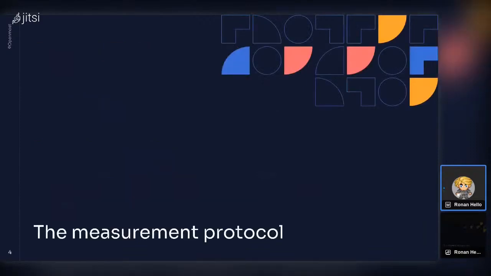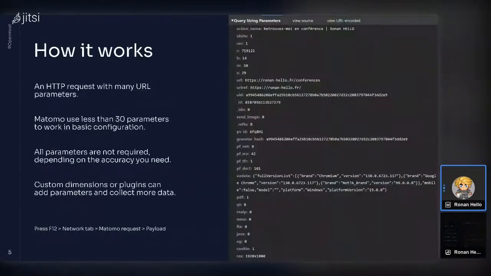Let's dig into our main subject. Our story will begin with the measurement protocol. The measurement protocol is the way that a tracker will collect data and send it the proper way to Matomo. It's a name that Google gave to their own tracker. Matomo doesn't name it, so I grabbed the name from Google, but it's exactly the same thing and the same protocol. Basically, it's an HTTP request with many parameters in the URL.